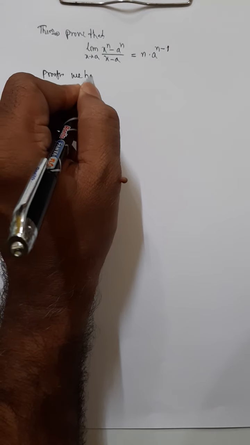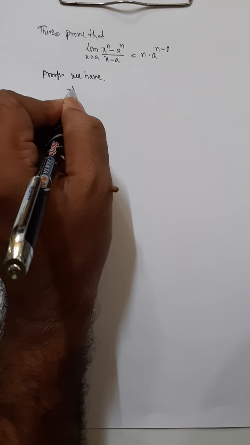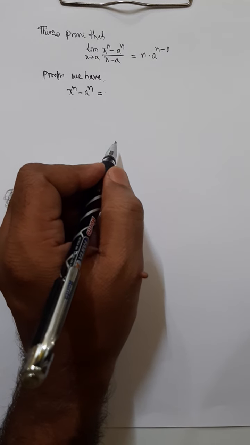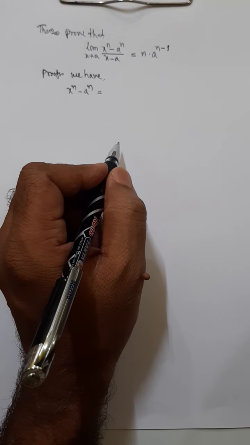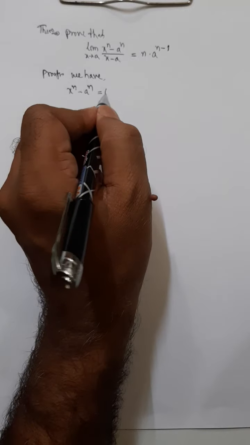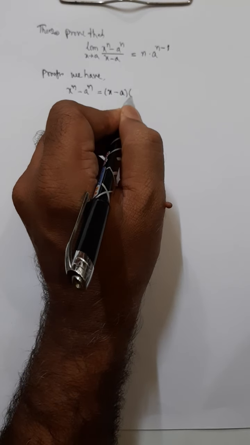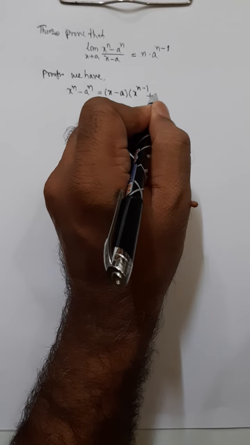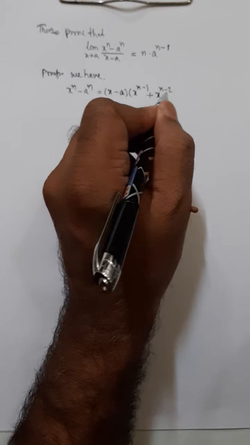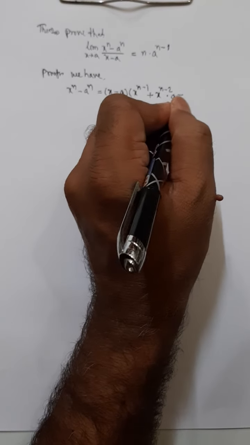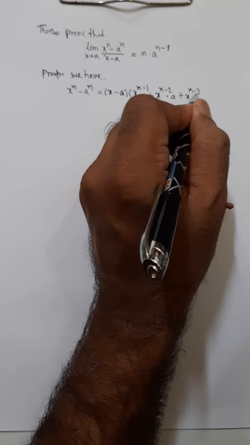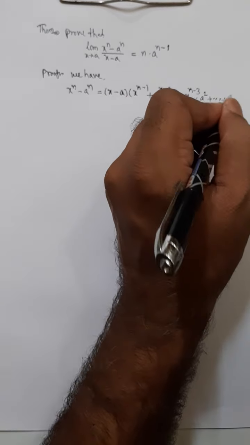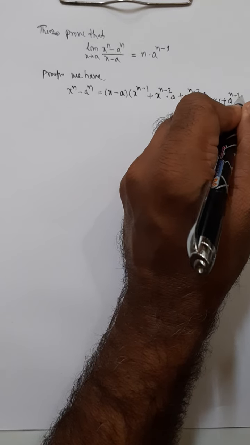We know expansion of this x to the power n minus a to the power n. You know expansion of x square minus a square or x cube minus a cube. Similarly, we can write expansion of this. So here first bracket is x minus a and second bracket contains first term x to the power n minus 1 plus second term x to the power n minus 2 into a plus x to the power n minus 3 into a square plus continue, and last term is a to the power n minus 1.